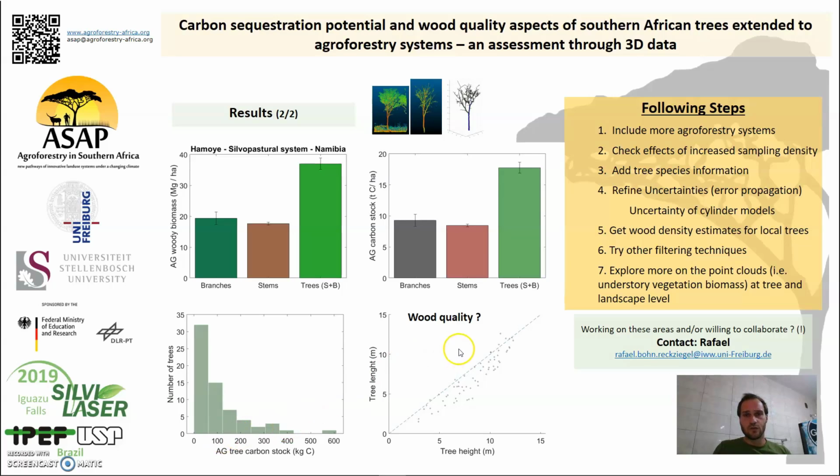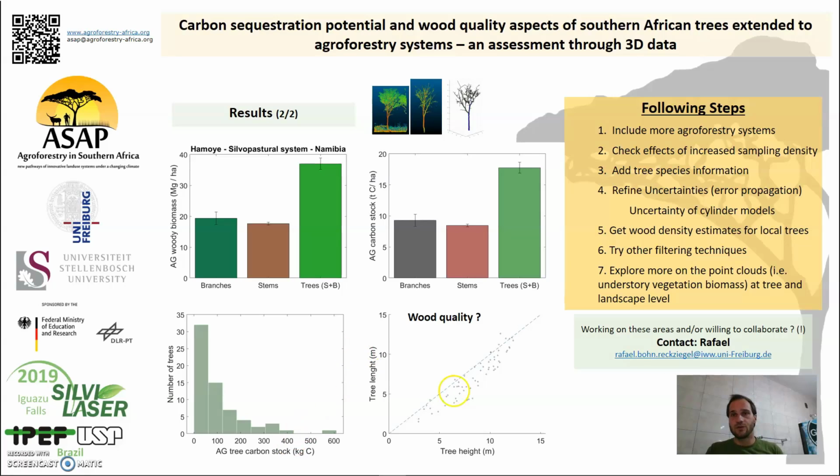And in terms of wood quality, we compared tree height and tree length so that you can check that actually many trees are bent, and we have had some difficulties when fitting cylinders to the point clouds because maybe resolution was too low, sampling intensity was too low.